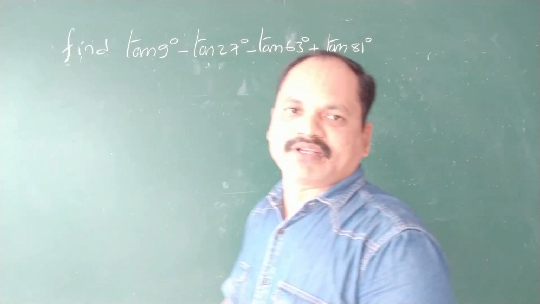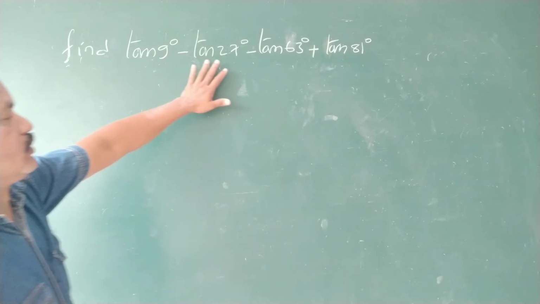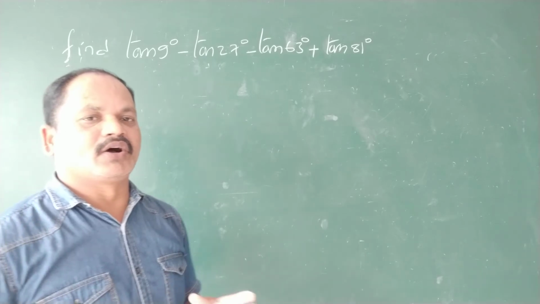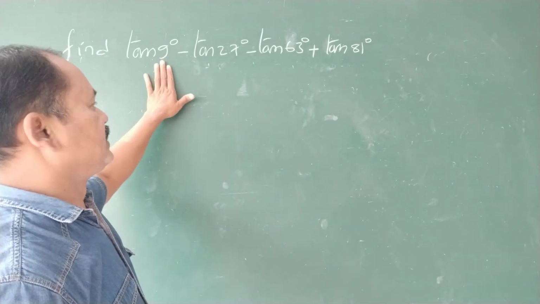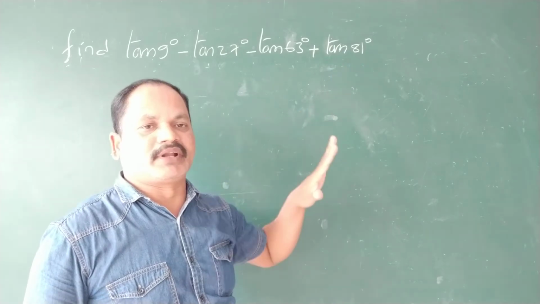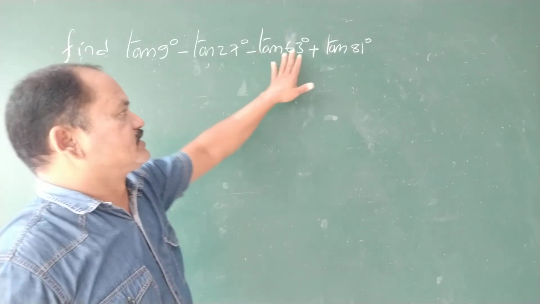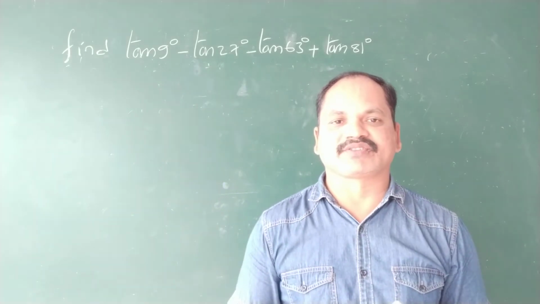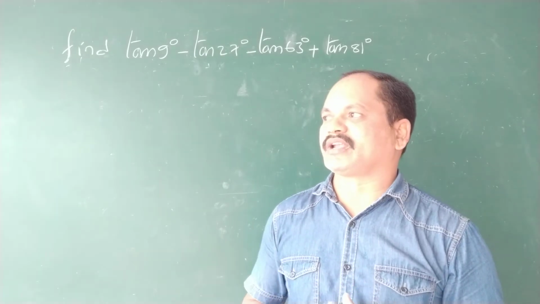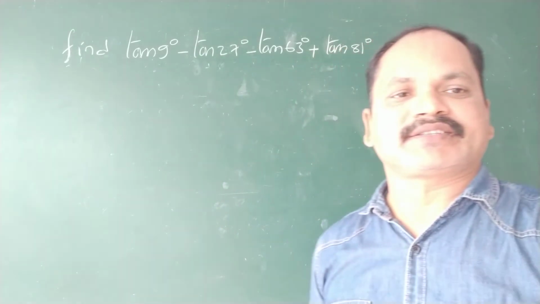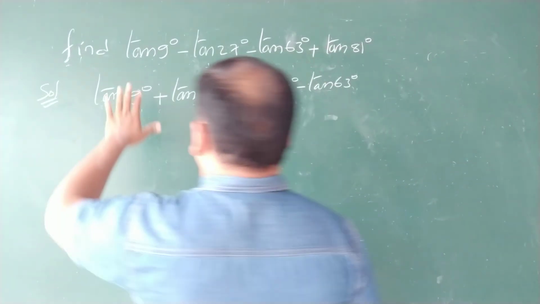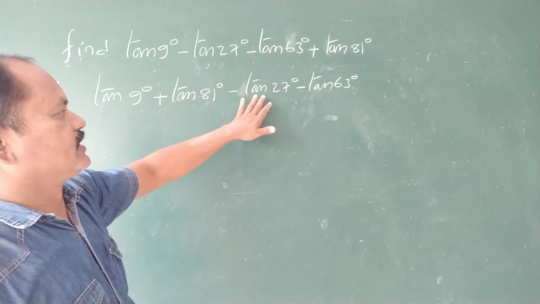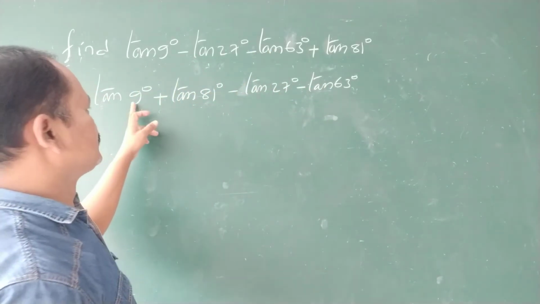Now we have to find the value of tan 9 degrees minus tan 27 degrees minus tan 63 degrees plus tan 81 degrees. Now we have to observe, it is very clear, here 9 degrees and 81 degrees are complementary angles, and 27 degrees, 63 degrees are complementary angles. That's why we have to write the corresponding functions of complementary angles as one unit. So like that, this is tan 9 degrees tan 81 degrees minus tan 27 degrees tan 63 degrees, since these two are complementary angles.